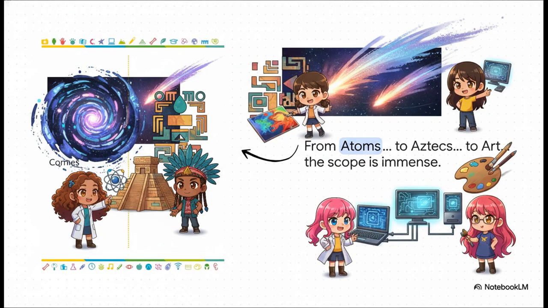And this is where it starts to get really cool. Just by putting things in alphabetical order, you get these wonderful, unexpected neighbors. You've got atoms right next to Aztecs and arts. A little later, it's coding, comets, and computers. It forces you to see just how wide-ranging and interconnected everything is, which is fascinating all by itself.